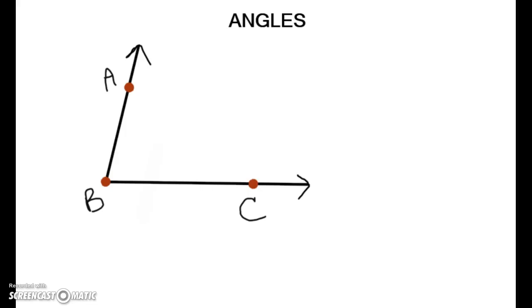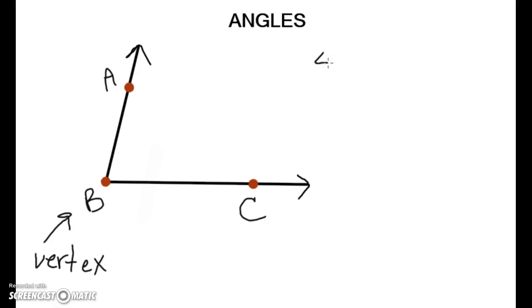Angles. Angles are made up of two rays that share a common endpoint. This common endpoint is also called a vertex. There's a vocabulary word for you. Now, angles are named by calling them out by the letters that are indicated on the rays.